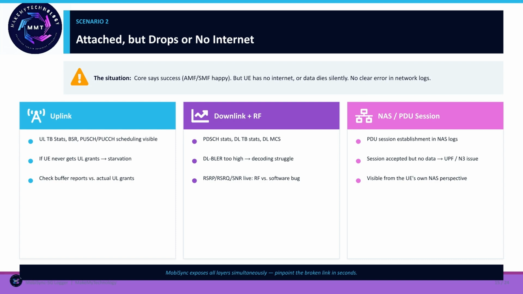Scenario 3 focuses on low throughput despite the data working. Mobisync provides real-time data on RF/physical layer metrics like RSRP, RSRQ, and SNR to identify poor signal quality. It also shows MAC/scheduler details, including MCS trends and DL BLER, and RLC PDCP layer stats to correlate L2 retransmissions with L1 block errors for root cause analysis.